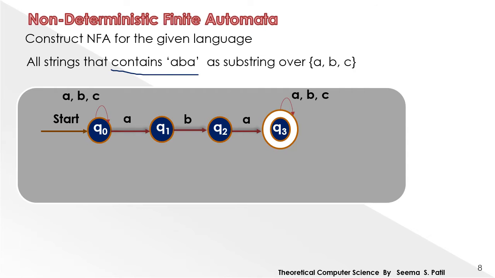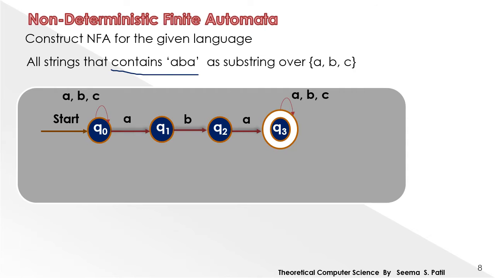Meaning of loop means there can be or cannot be A, B, C's. It means that the string can start directly with ABA, or the string can start with A, ABA, B, ABA, C, ABA, like this. These are the examples. And at the end there can be any number of ABCs.